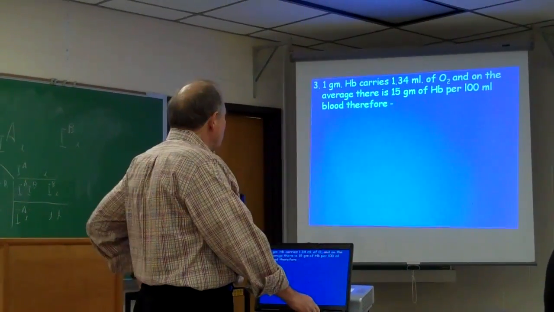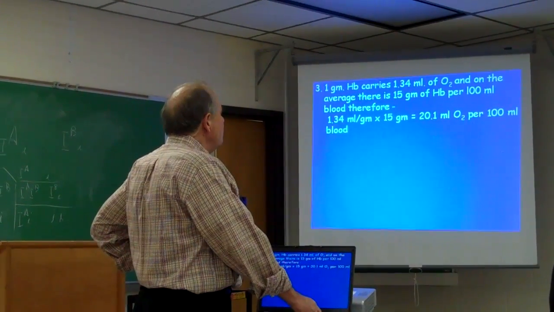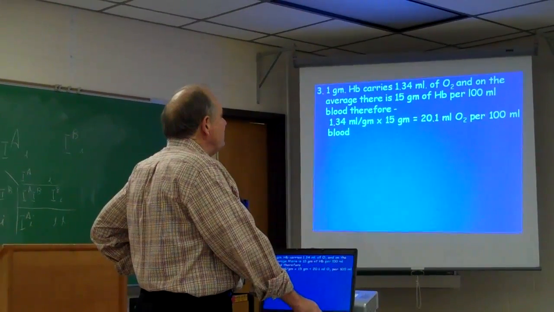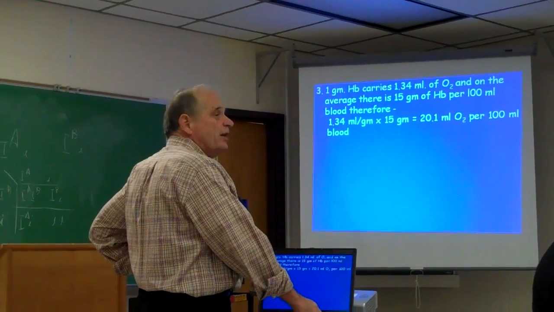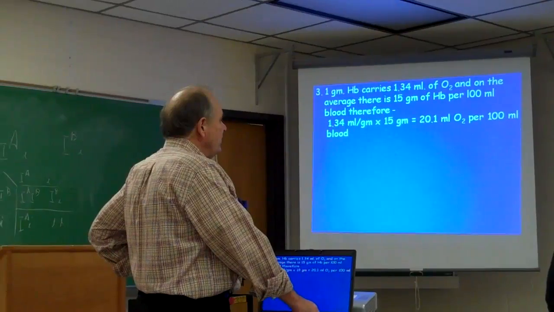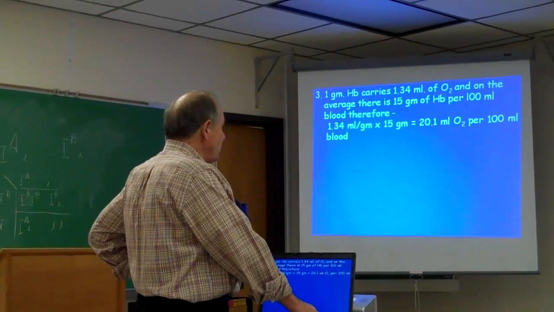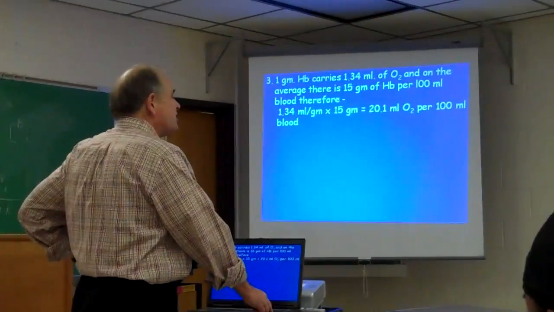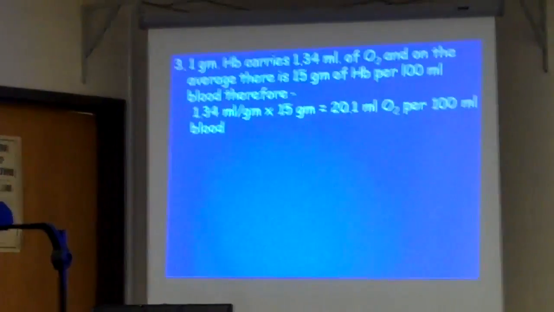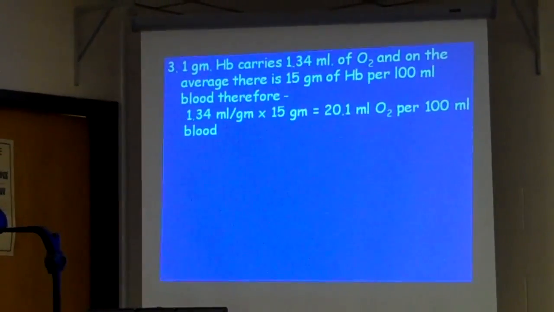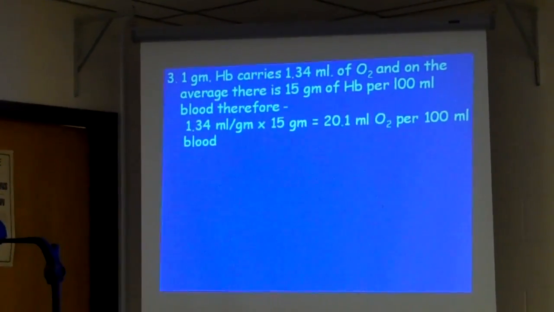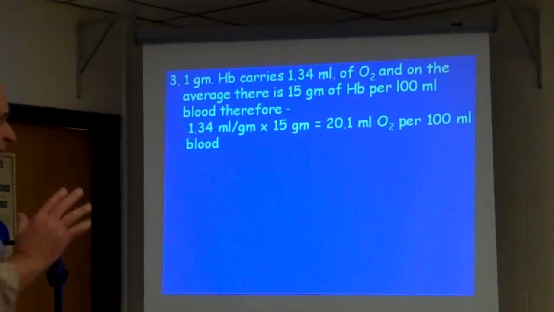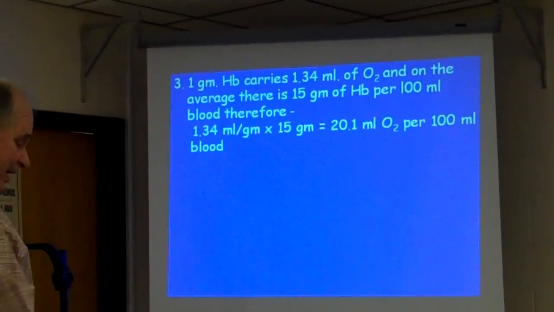All right, but anyway, there's 1.34 mLs per gram times 15 grams, that gives you 20.1 mLs of O2 per 100 mLs of blood. Well, that's good. We're not trying to break any records, but that satisfies the cell needs, the tissue needs. It keeps everybody happy.